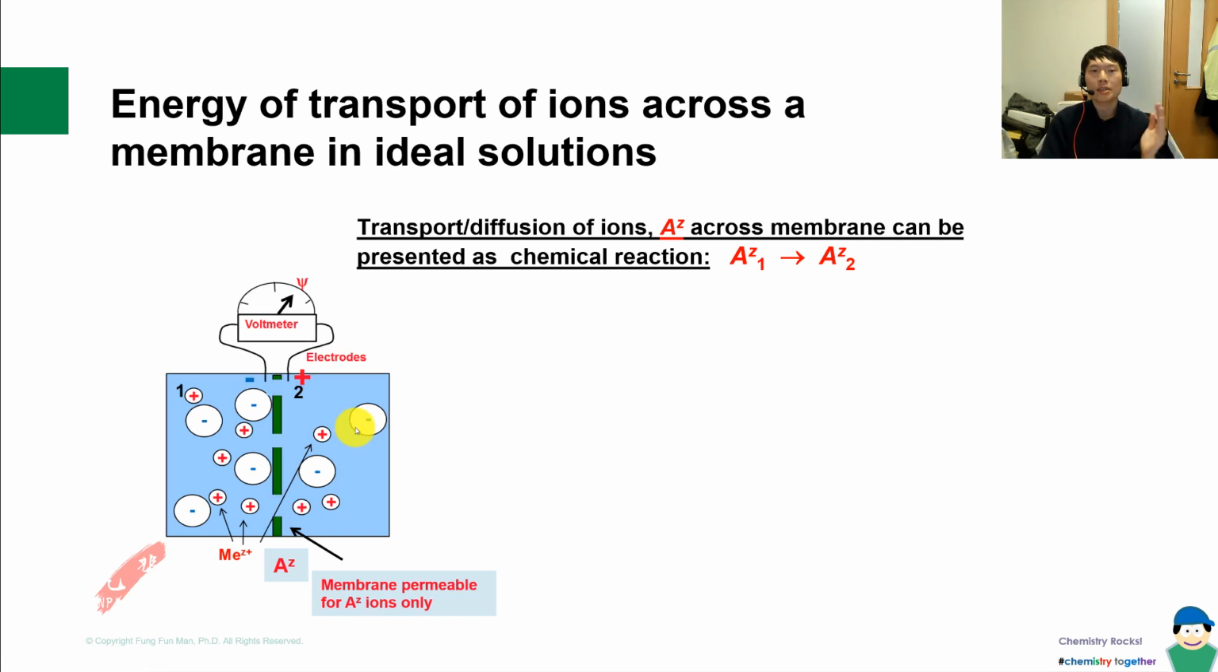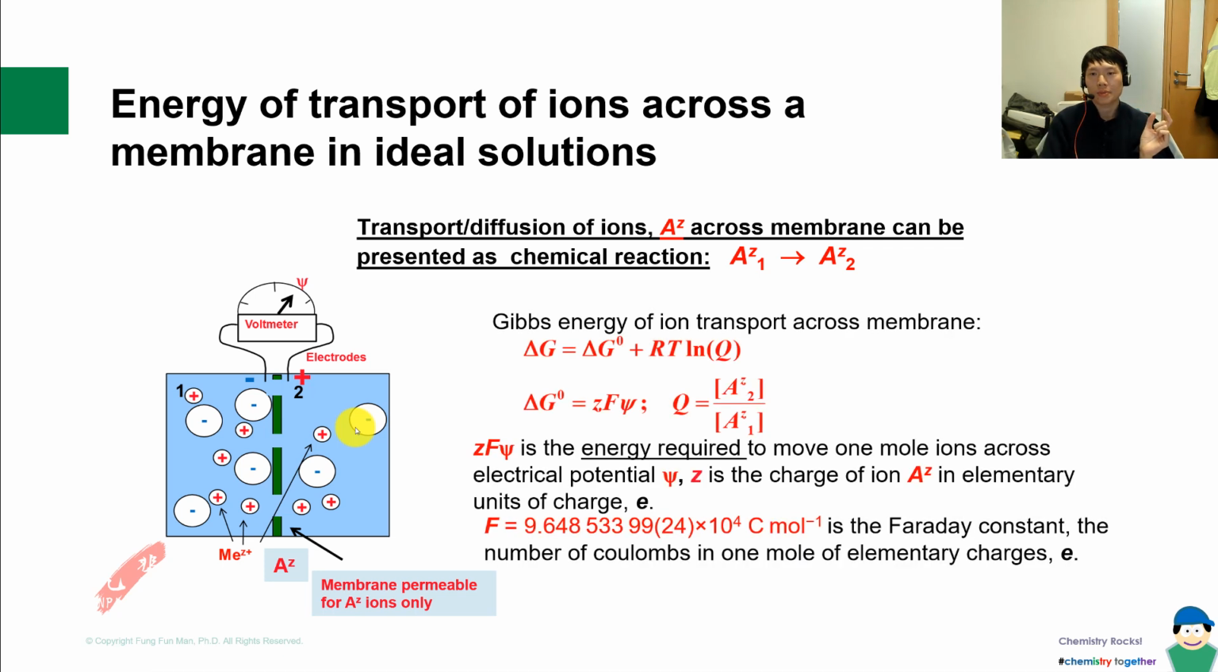So when it moves right, there will be a potential difference, because these are ions, and ions carry charges and energy. In this case, I introduced to you ZF, the energy required to move 1 mole of ions, could be cations and anions, across the electrical potential. This one you've got to know here is the Faraday constant, from, of course, Michael Faraday, the British scientist. 1 mole of elementary charge e represents the number of coulombs. So look at the unit, big C, coulomb per mole.